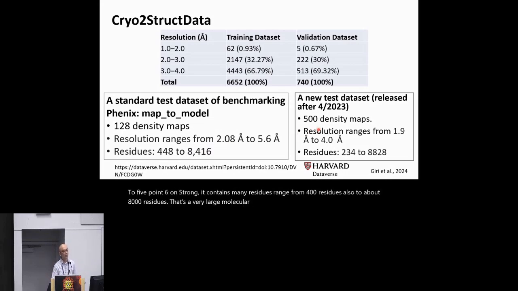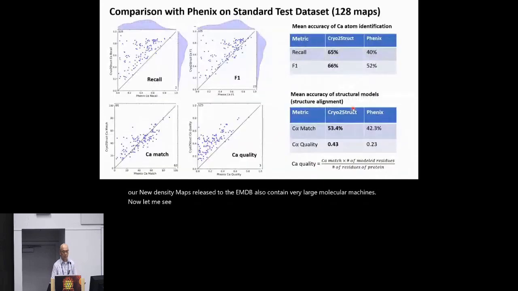We also have a new test data set that has 500 density maps, with resolution 1.9 angstrom to 4 angstrom. It is a little more accurate than the standard data set because these are new density maps released to the EMDB. They also contain very large molecular machines. Now, let me see what the results are on these.